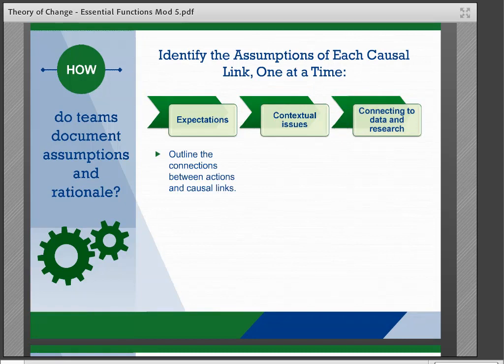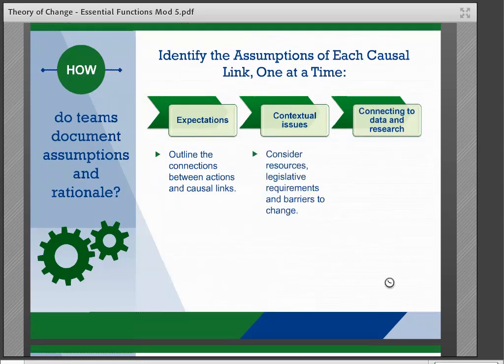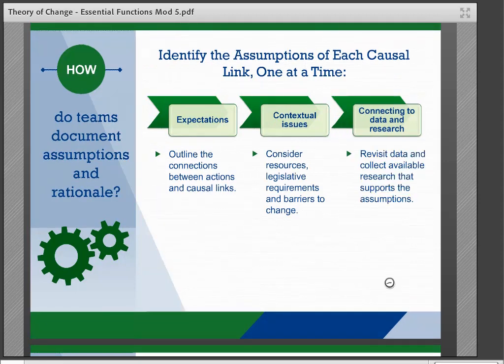Expectations outline the connections between causal links and actions. Contextual issues consider what resources or barriers there might be, including any legislative requirements. And data and research supports assumptions so a team can build the strongest theory of change possible.